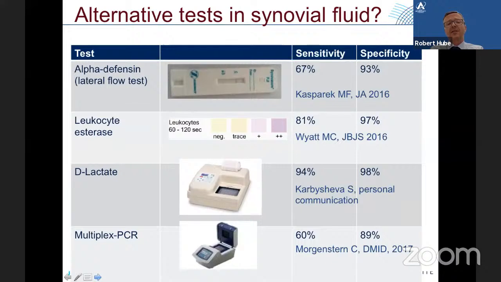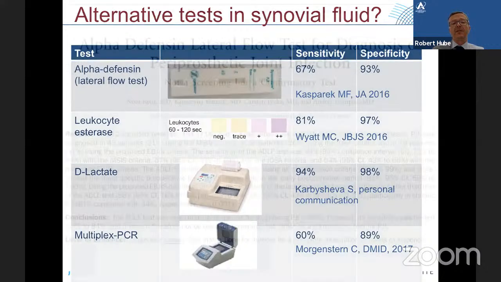Leukocyte esterase test, that is just a urine strip. It actually works better, 81%. And here I have no problem believing these numbers because nobody makes money with it. It's cheap. It's available for everybody. The most important point is, you really need synovial fluid and not blood. So if you can't get hold of it, you have to have a little centrifuge in your lab. You spin out the blood and you have very, very good results. It's cheap, it's fast, it's sexy. D-lactate, multiplex PCR, it's coming, but I wouldn't say this is the standard at this time.